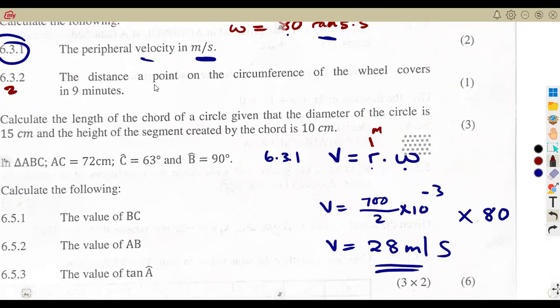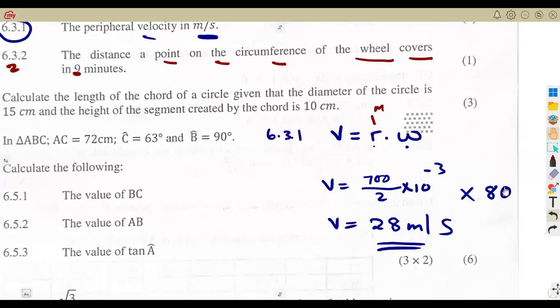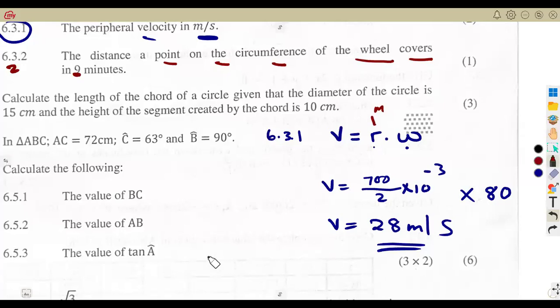Then on 6.32, the distance a point on the circumference of the wheel covers in 9 minutes. What will be the distance? Guys, already you are given a relationship. From this V velocity, 28 meters per second, we cover 28 meters per each second.